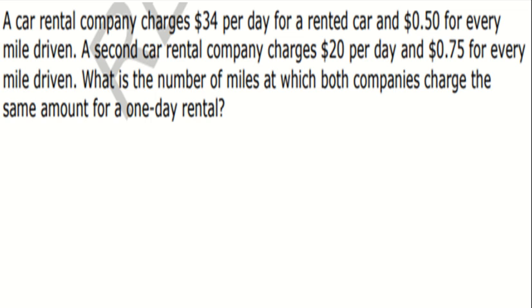We need to get the equation for each place, okay? So first place, first company here, we got $34 per day and 50 cents for every mile. One of those is a slope word. One of those is not. The problem is they both have slope words, don't they? All right, so we see per and we see every. The 50 cents is going to be the slope.